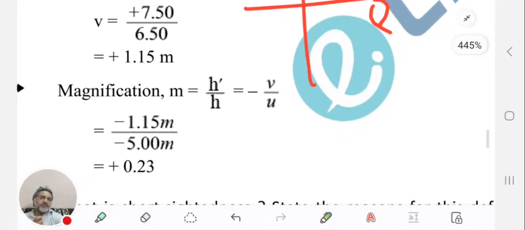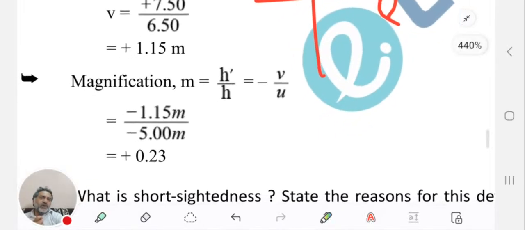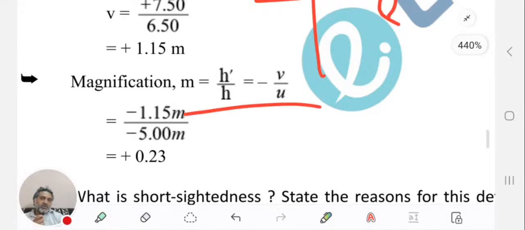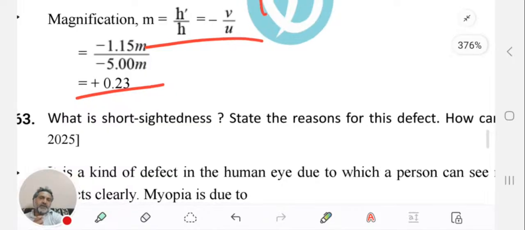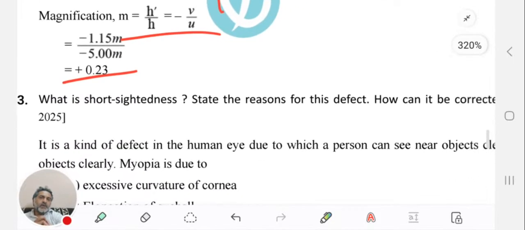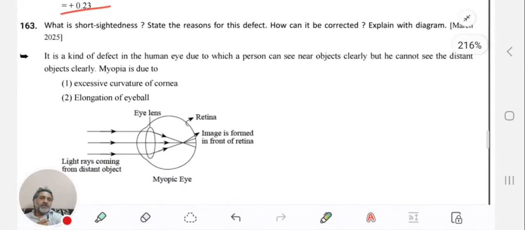તો મેગ્નિફિકેશન m ઇઝ ઇક્વલ ટુ h dash અપોન h ઇઝ ઇક્વલ ટુ -v/u. આ ફોર્મ્યુલા યાદ રાખવું પડશે. તો -1.15 મીટર અપોન -5 મીટર, 0.20 થાય, 23. ઓકે, ચાલો ક્વેશ્ચન નંબર 163.